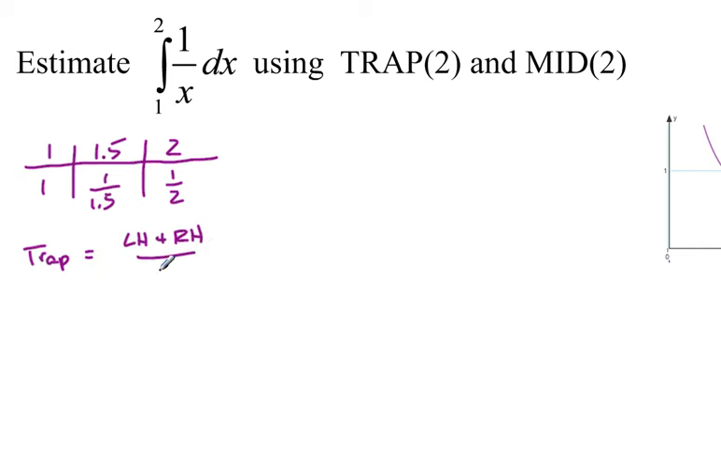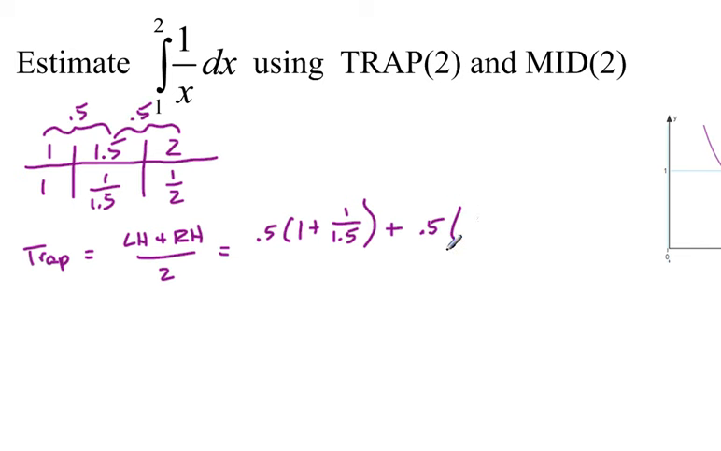all over 2. So if I'm doing my left, I see that the width of each one is going to be 0.5. So I'm going to do 0.5 times those left y values, so 1 plus 1 over 1.5. So there's my left. For my right hand, I should point out both widths are 0.5, and the heights are 1 over 1.5 and 1 over 2, and then I average those.